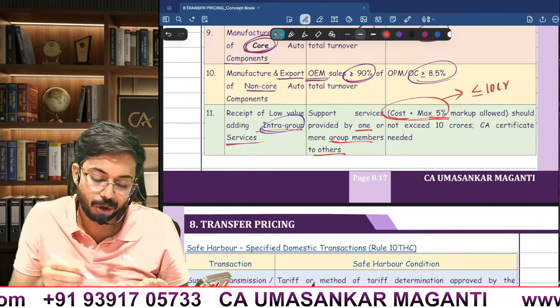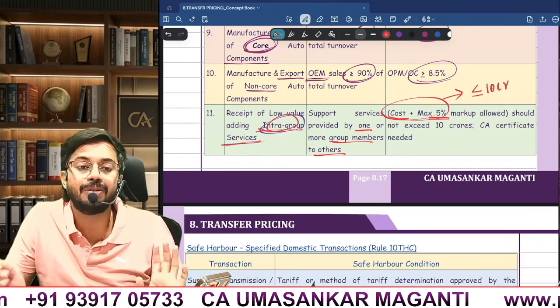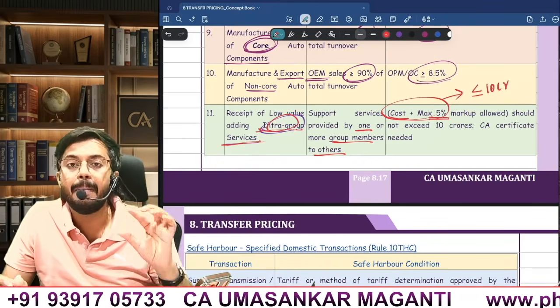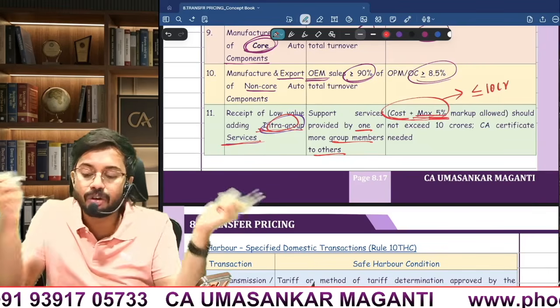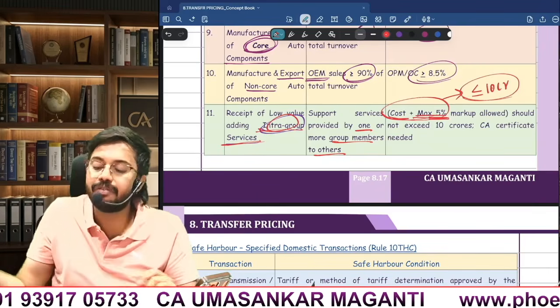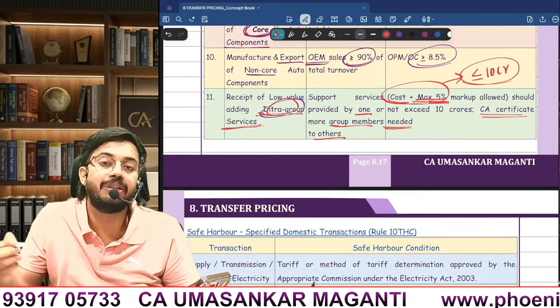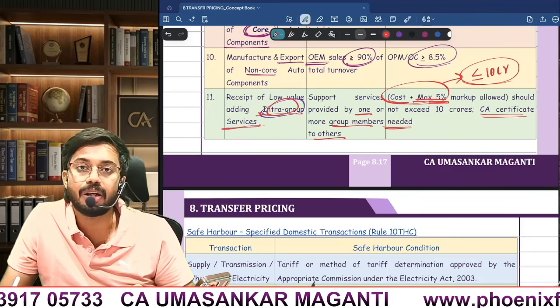So if low value intra-group services are provided to non-resident associated enterprise, minimum how much margin? Like cost plus maximum you have to add 5% margin, and overall transaction value should be less than or equal to 10 crores, and CA certificate is required to be produced. Then only safe harbor rules are applicable, otherwise safe harbor rules are not applicable.